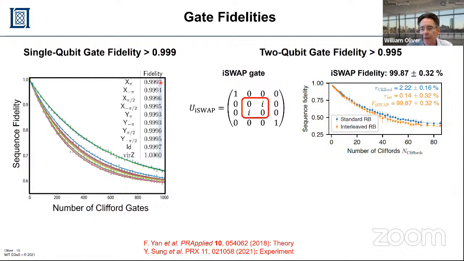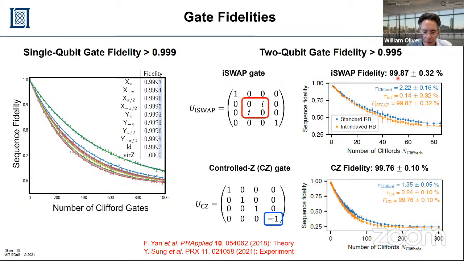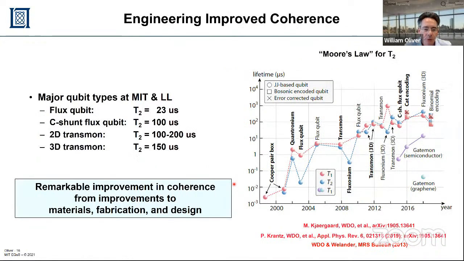Our 2-qubit gates, these fidelities are greater than 99.5%. On an iSWAP gate, our best is almost 3 nines. And on the controlled-Z gate, our best is about 99.8%. And you can read more about these in these papers here. But with a handful of single and 2-qubit gates, we can perform arbitrary quantum logic. They're universal.